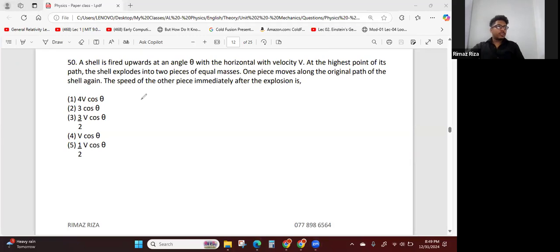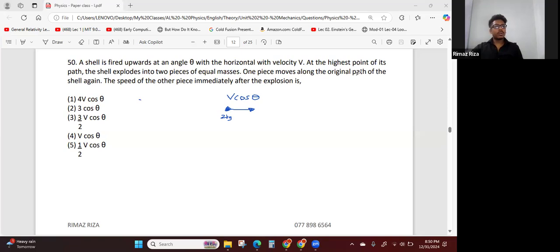Okay, fine. So a shell is fired upward with an angle theta with the horizontal with velocity v. At the highest point, we know the horizontal component is v cos theta, and the vertical component is zero. So total velocity is actually v cos theta, and only that velocity is there at the maximum height. Also I consider the mass of this particle is 2 kilograms. After that, what happens? It explodes into two equal pieces, 1 kilogram, 1 kilogram.